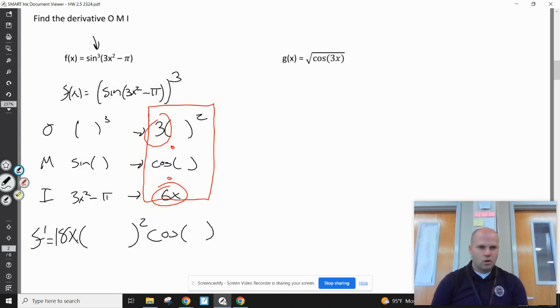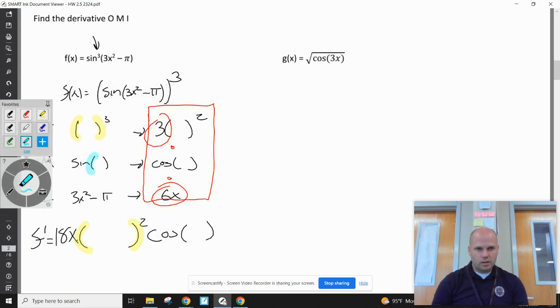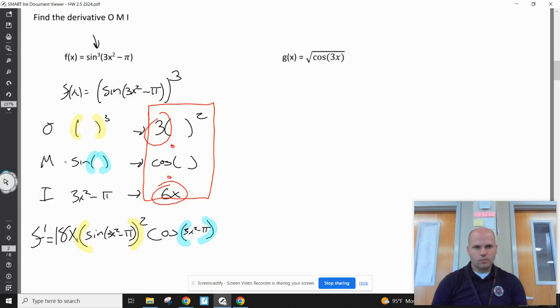Now here's the key. What starts in the parentheses stays in the parentheses. What starts in the parentheses stays in the parentheses. So what starts in the yellow parentheses stays in the yellow parentheses. Sine 3x squared minus pi started inside the outer parentheses. In the middle set of parentheses, the sine 3x squared minus pi stays in there. And that's your derivative. Okay?